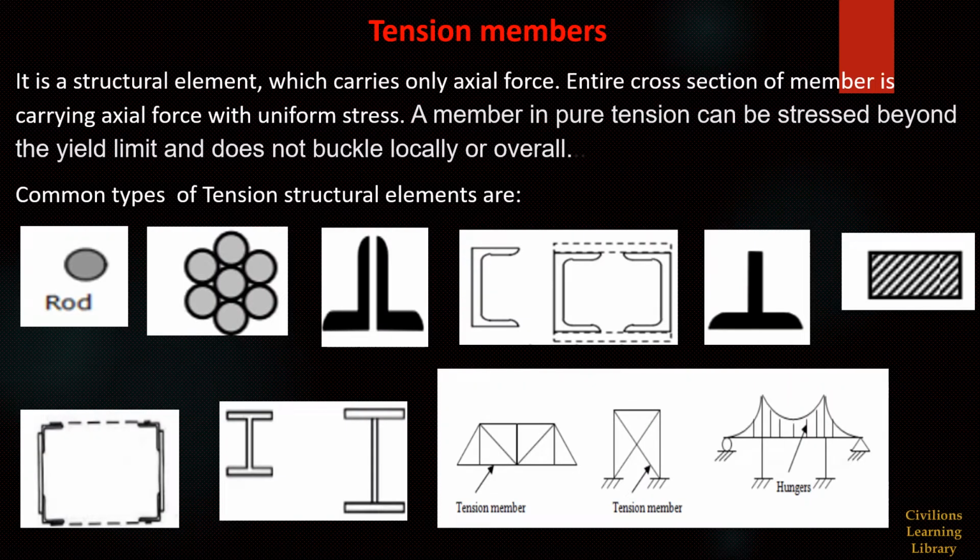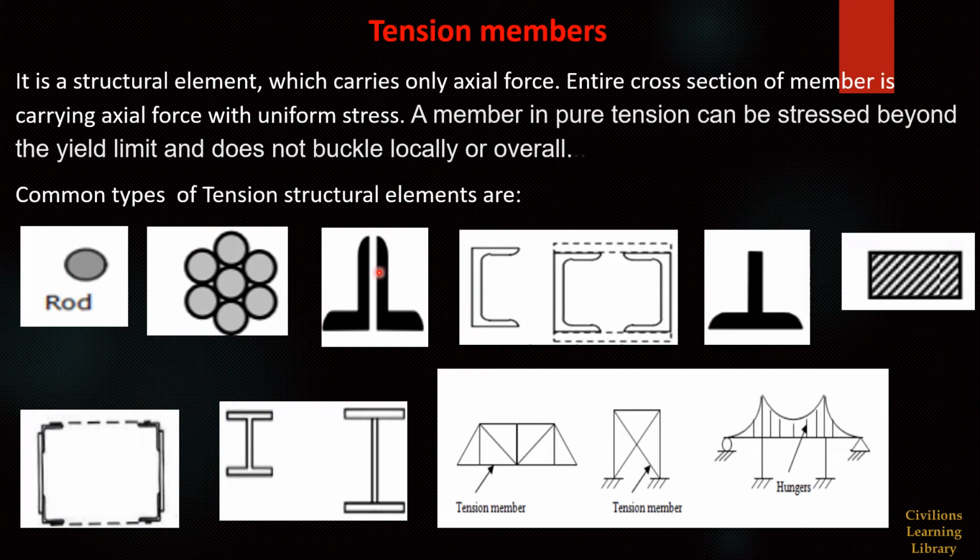See, a tension member is a structural element which carries only axial force. The entire cross section of the tension member is carrying uniform stresses. A member in pure tension can be stressed beyond the yield limit and does not buckle locally or overall. The best example is a tension rod.